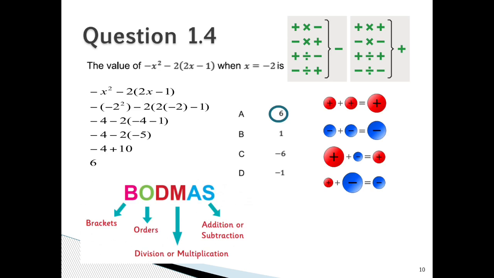-4 minus 2 times (-4 minus 1) will give you -4 minus 2 times -5, which is -4 plus 10, which will give you 6. So your answer is A, 6.